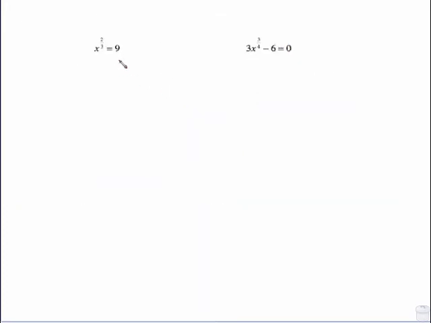x^(2/3) = 9. The first thing you want to look for is: is the top of my fraction an even number? And the answer is yes. I'm going to put that plus or minus right there, right now. Otherwise, I'm going to forget it. So very simple, I just need to raise this to the reciprocal power, which is 3/2.